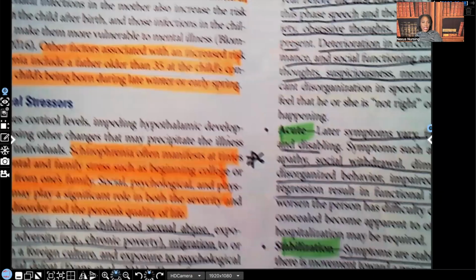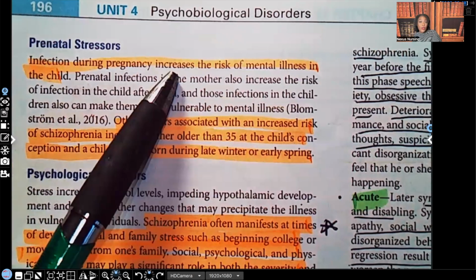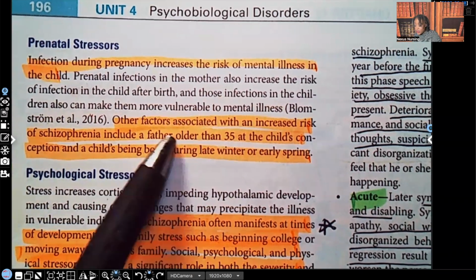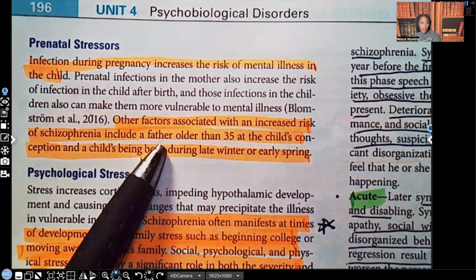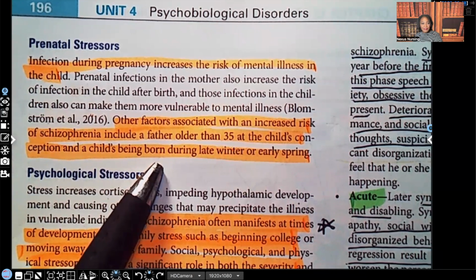Let's talk about prenatal stressors. Infection during pregnancy increases the risk of mental illness in the child. Other factors associated with increased risk of schizophrenia include a father older than 35 at the child's conception and the child being born during late winter or early spring. Why? I have no clue. But we found that to be a pattern, a trend.